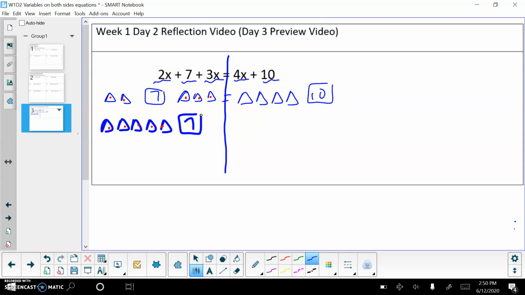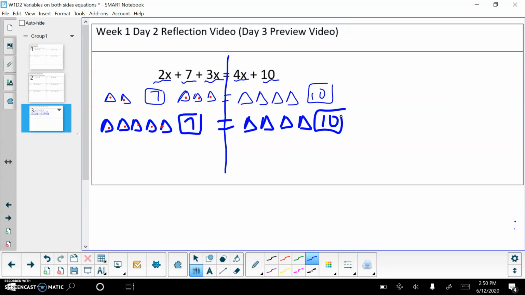It's the same thing. I've got still 5 triangles and a 7 cube. I've just reordered them or rearranged them, or some people might say I've combined them to put them together. And then on the other side, well, they were already together, so I can just redraw them, 4 triangles and a 10 cube. And from here, the steps for solving are the same as what you've learned today.